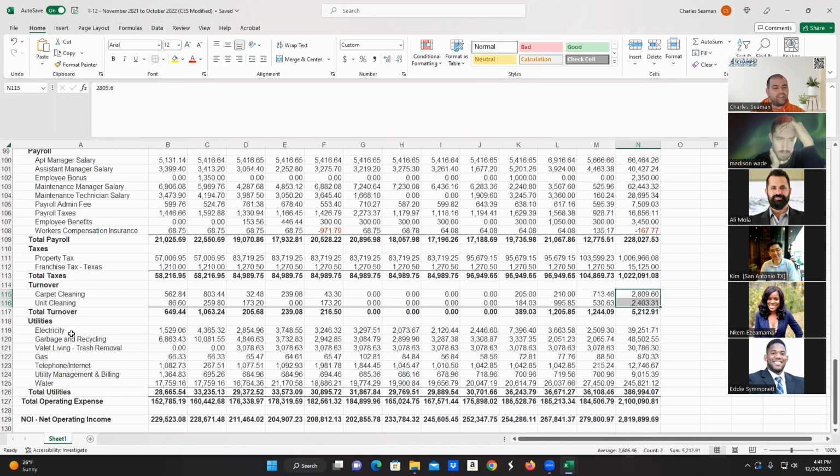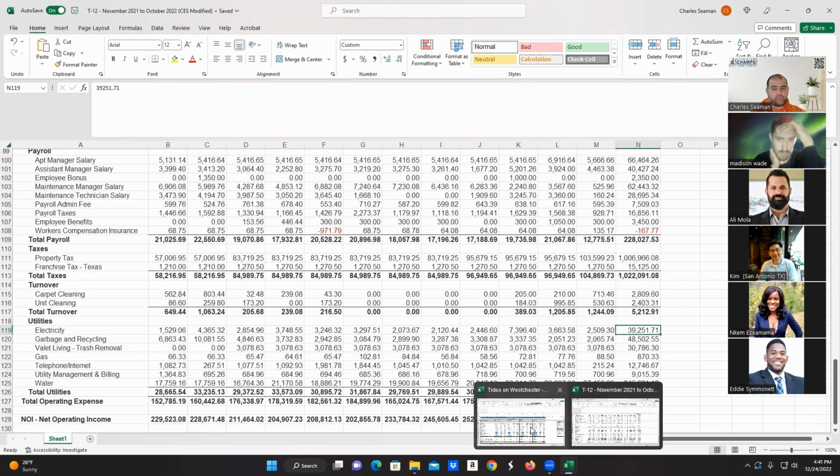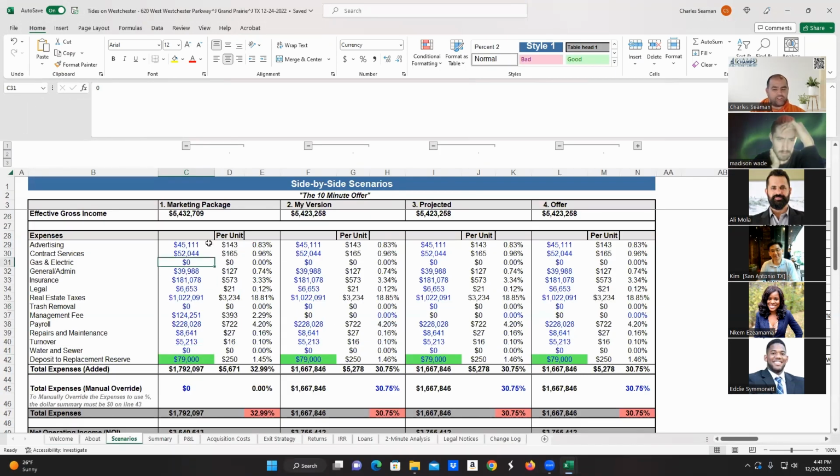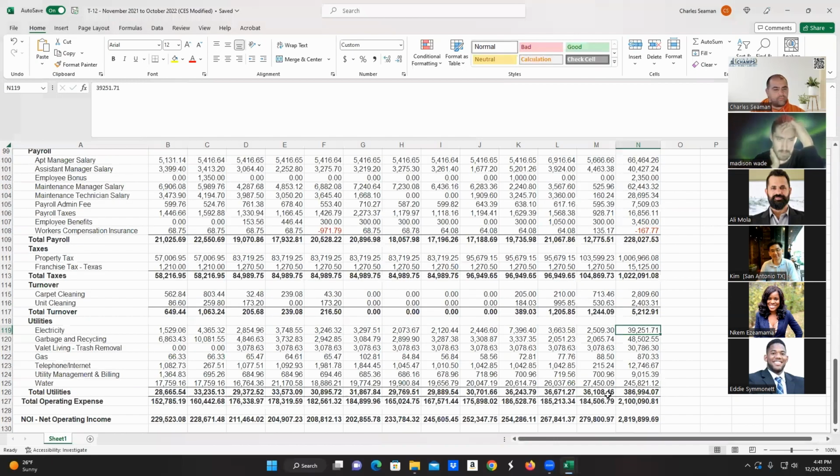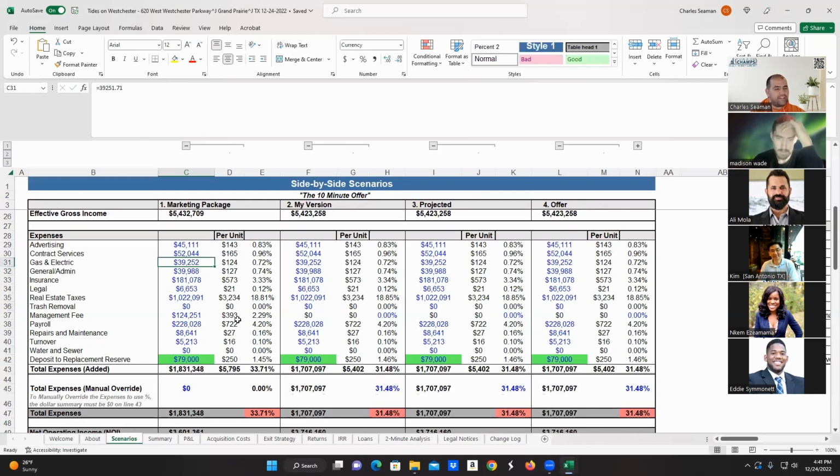Okay, utilities. So in the syndicated deal analyzer, we have separate line items for each of these utilities, so we'll break them out. Electric's going to go in our gas and electric total. Garbage and recycling and Valley Living, we're going to put both of these in our trash removal. That's $79,288.85.